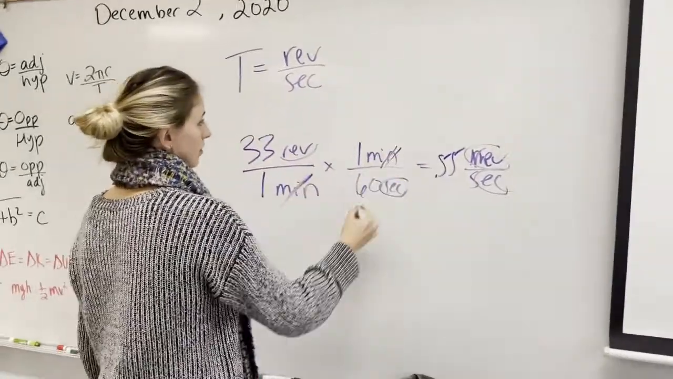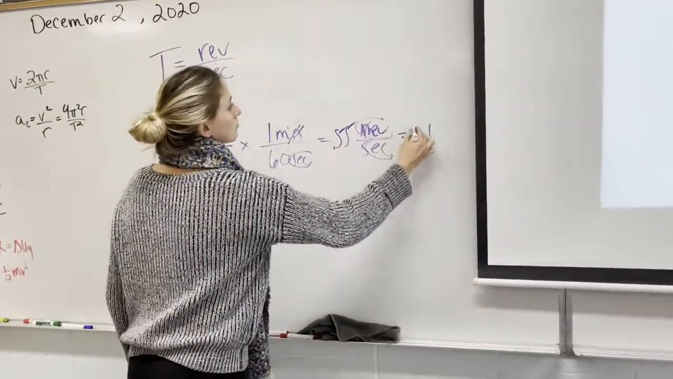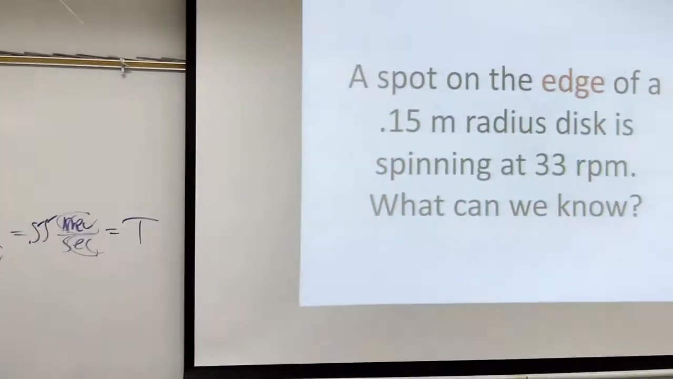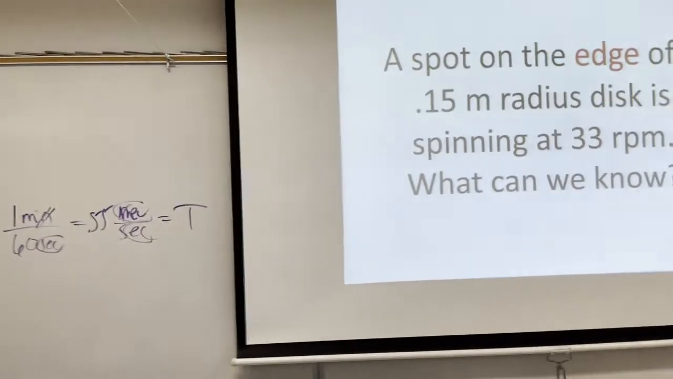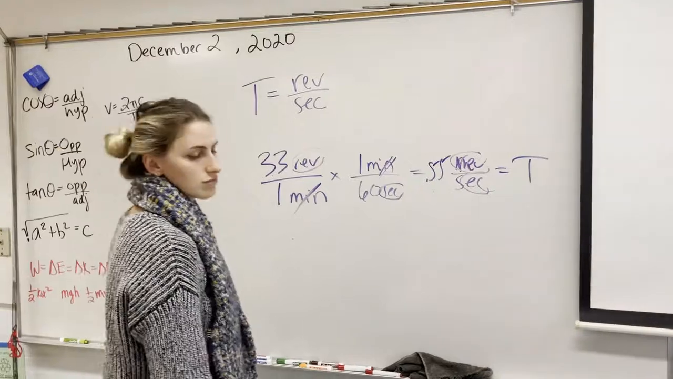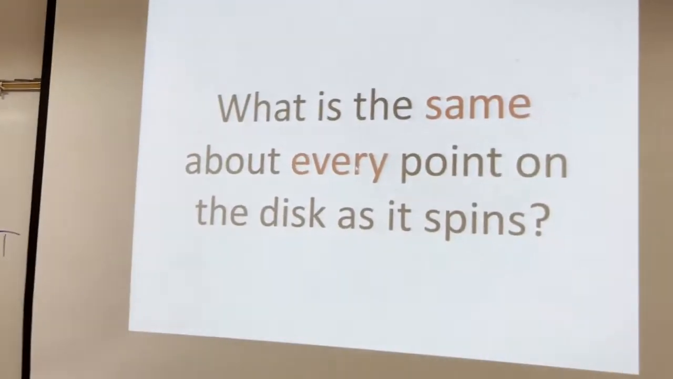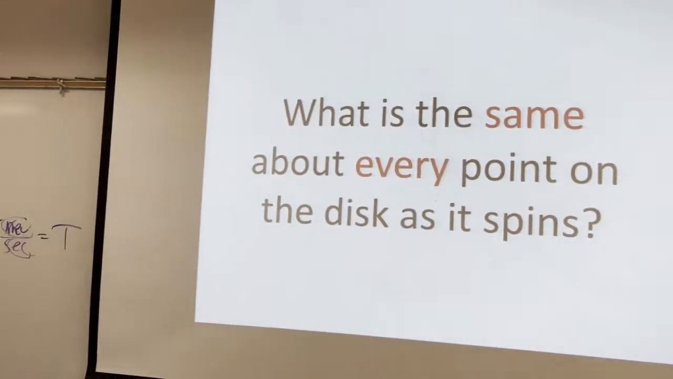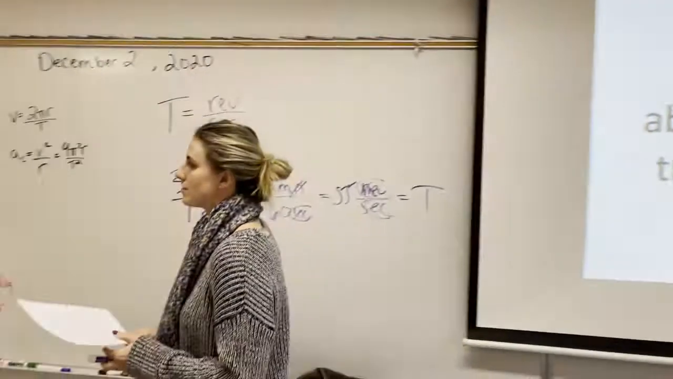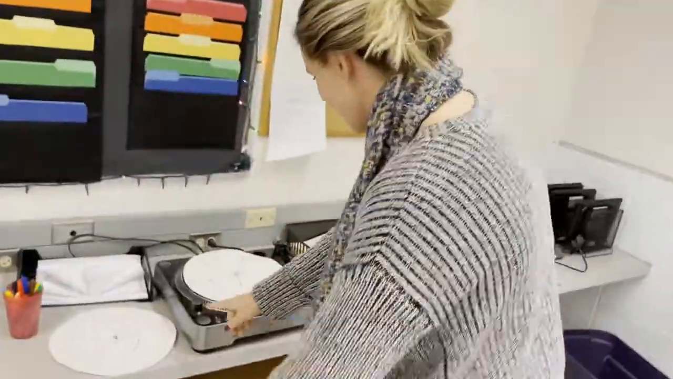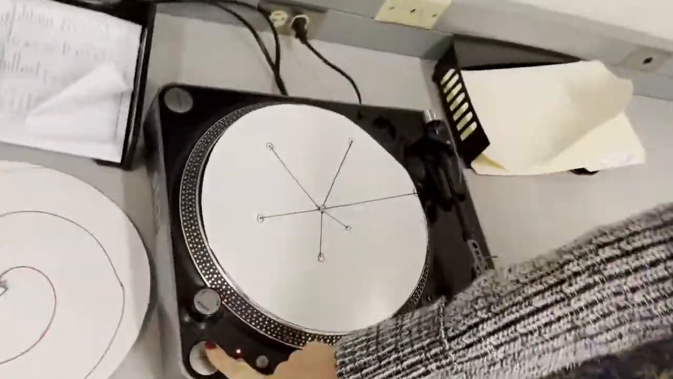So that's the period. Now we could go ahead and get the velocity of that thing on the edge. We could find the acceleration, but that's boring. We've already done that. Let's not do it again. That's old news. Okay. What is the same about every point on the disc as it spins? Ready, set, bada boom.